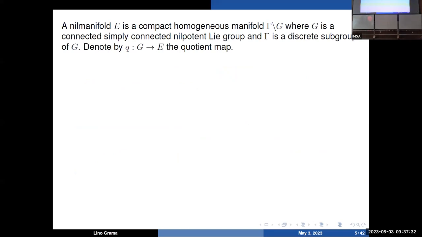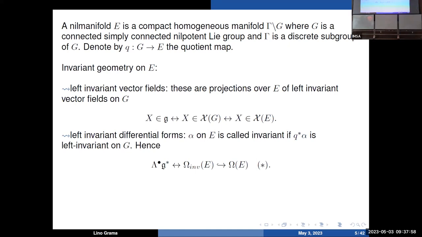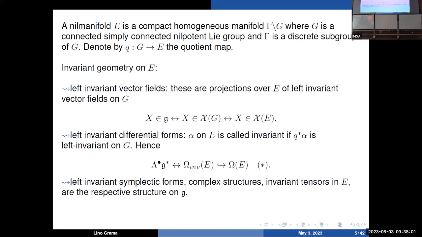Okay, and just to recall, we start with E a compact homogeneous manifold, G a simply connected nilpotent Lie group, and Gamma a discrete subgroup. And then we consider invariant geometry on E. We consider left invariant vector fields and left invariant differential forms. We work with left invariant symplectic forms, complex structures, and invariant tensors on E. And then we are working actually at the Lie algebra level.